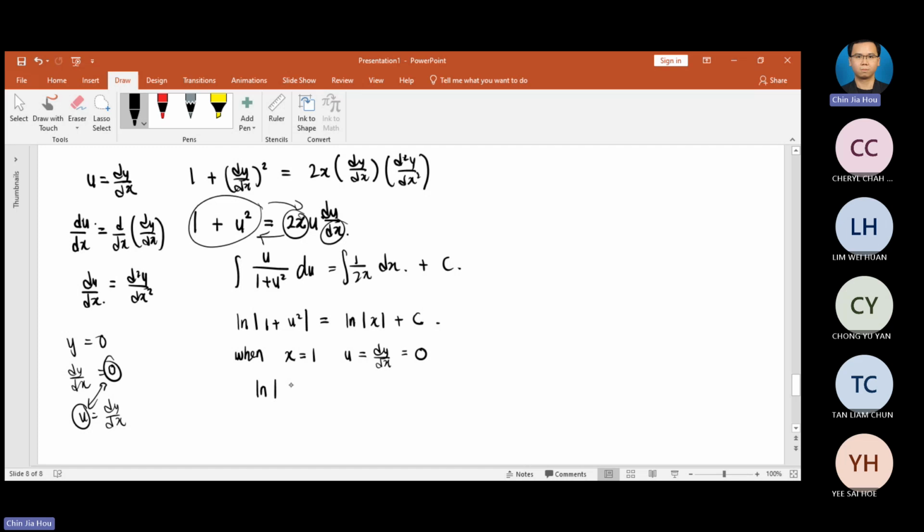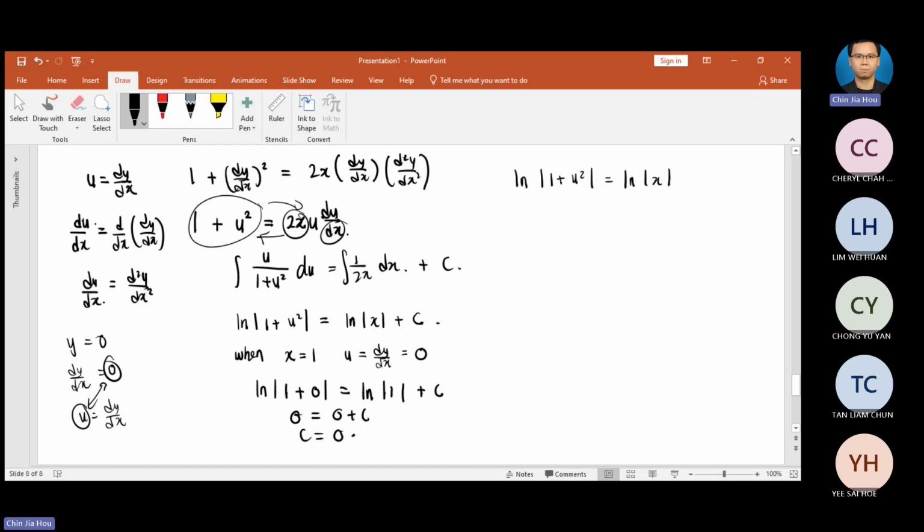You confused me a little bit. 1 plus 0. Good attempt. 1 plus c. So you get ln 1 equals 0, so 0 equals 0 plus c, so c equals 0. Okay, so ultimately we have this.